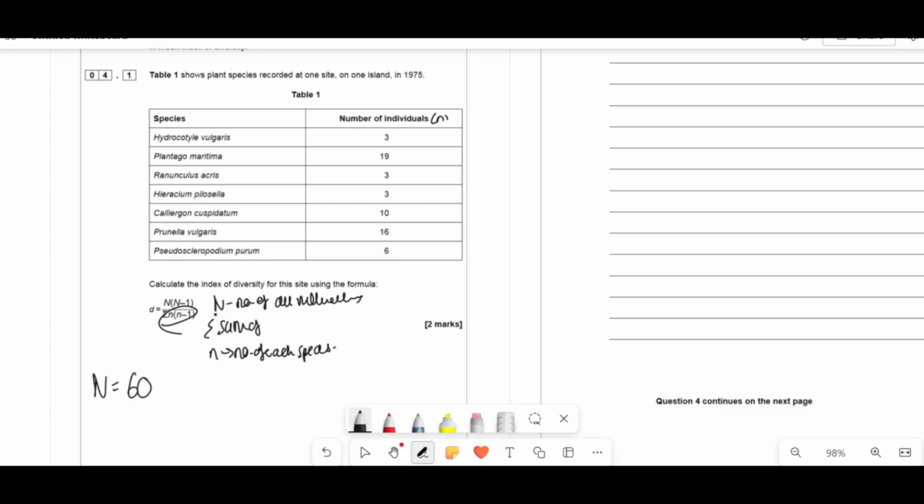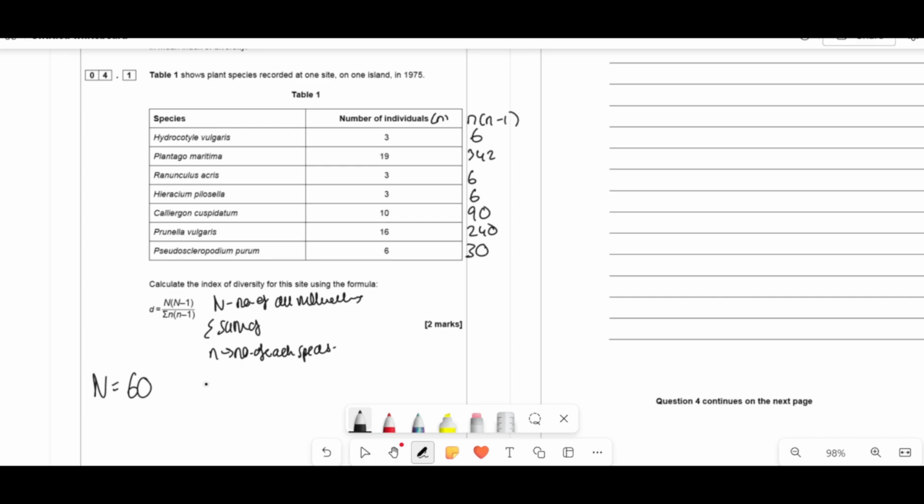So here, this is going to be a pain to calculate, but what you can just do is, this is n, right? So just add an extra column, n minus 1. So you would just do 3 times 2, for example, and 19 times 18, and so forth. So if you do all of that, I get 3 times 2 is 6, 19 times 18 is 342. 3 times 2 is 6, and then 10 times 9 is 90. 16 times 15 is 240, and then 6 times 5 is 30. Right, so now I've got all of these, right?